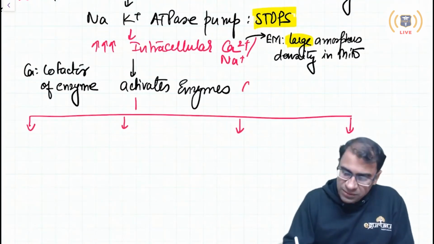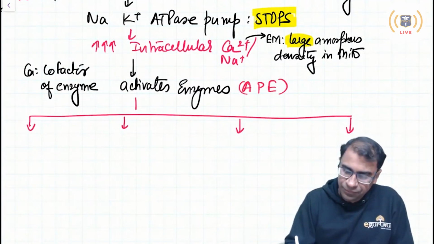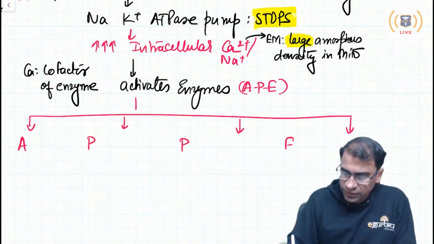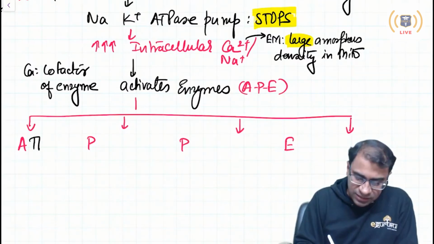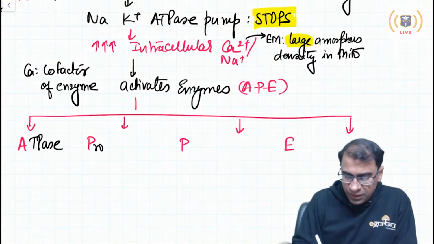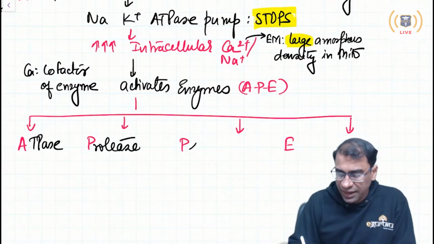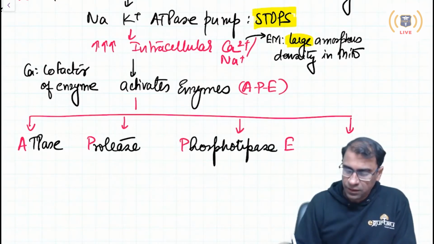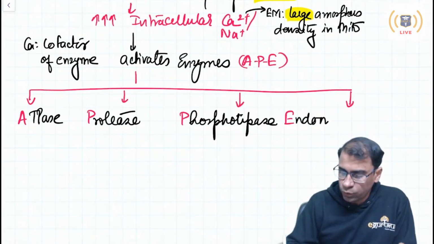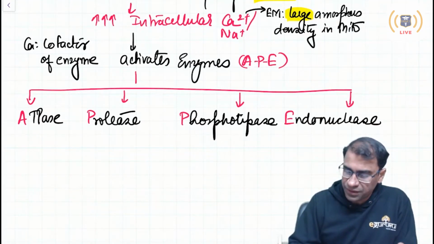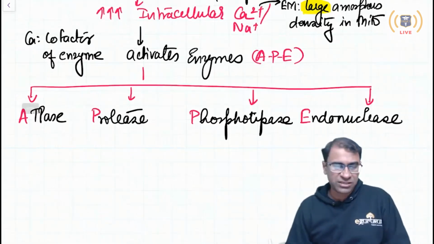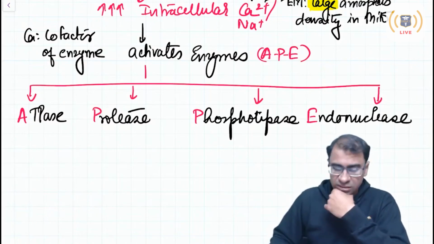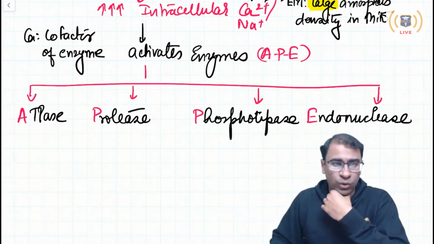A simple mnemonic is APE. Among this, there is 1 A, 2 P and 1 E. Let's see how. A is ATPase, the first P is protease, the next P is phospholipase, and E is endonuclease. So the enzymes have a simple mnemonic, APE: ATPase, protease, phospholipase, and endonuclease.